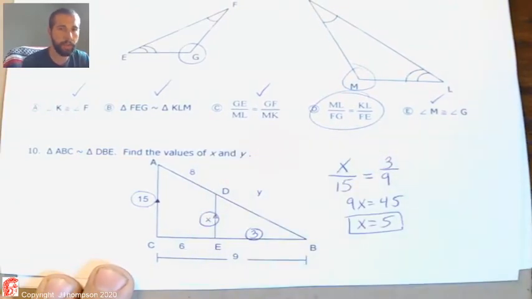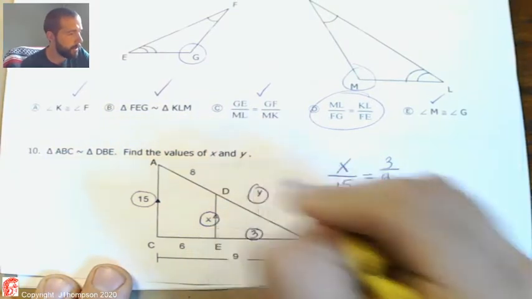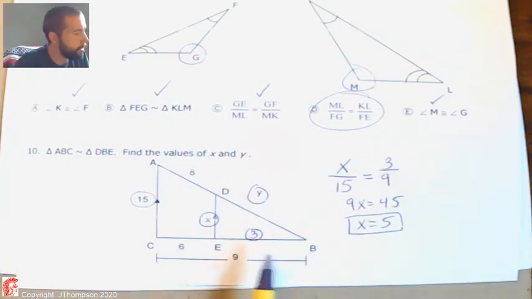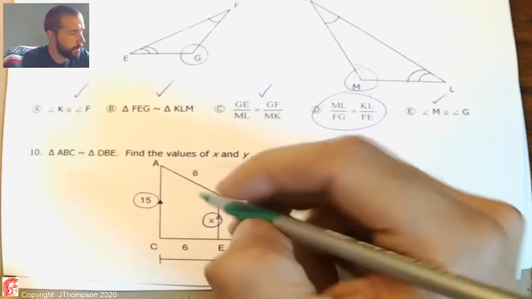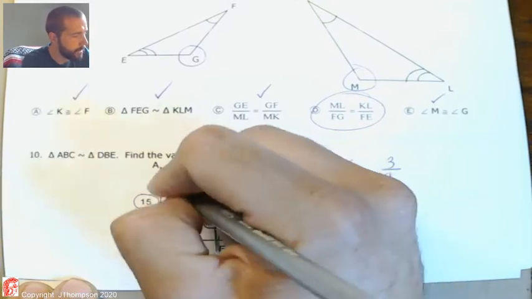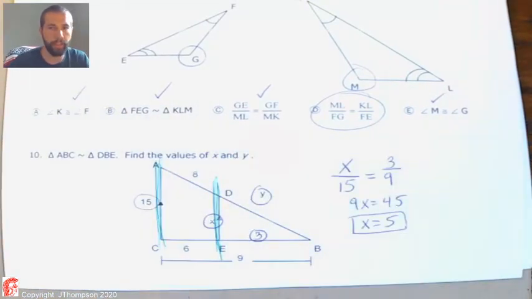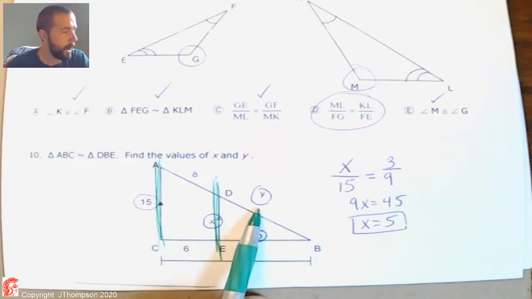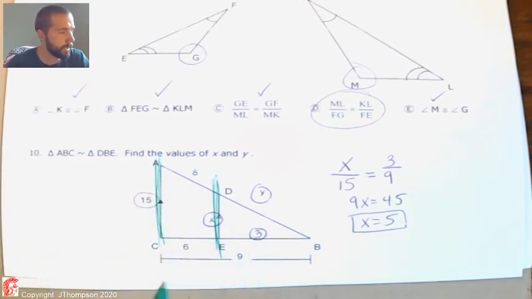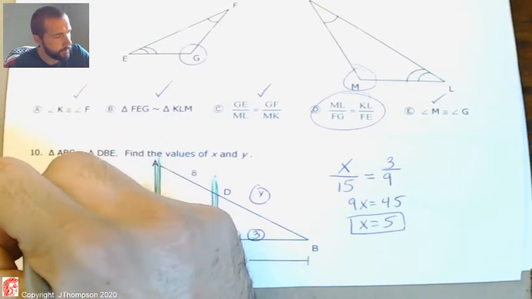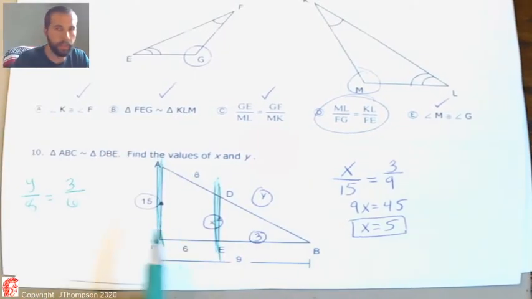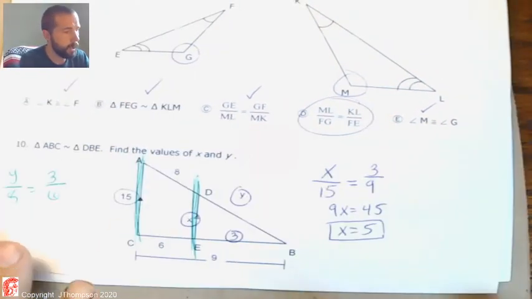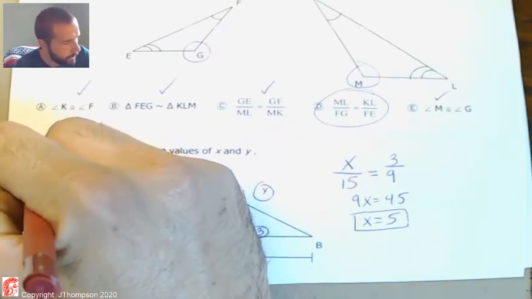Okay, to find y, y is the top of the small, so we can do y over y plus 8, but we don't need to because if you take a look at this one, we have parallel lines. So we can just use the triangle proportionality theorem. So we can do y over 8 equals 3 over 6. Anytime you have parallel lines here, you can use the triangle proportionality theorem. That green is kind of hard to see.